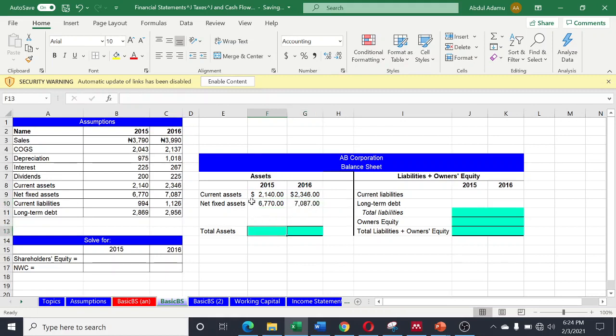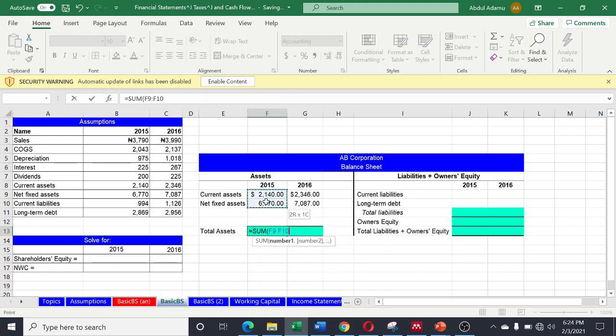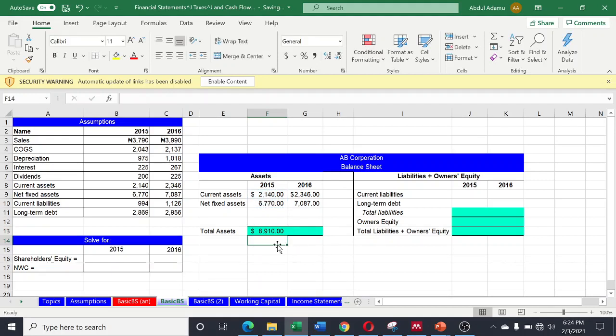So we can now add the sum of this and this to give us the total asset. This is equal to sum. We use the sum function, this and this. Enter. 8,910. You can copy this way. So that is our total asset.